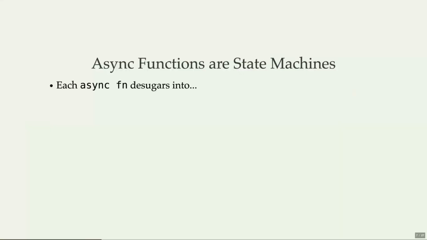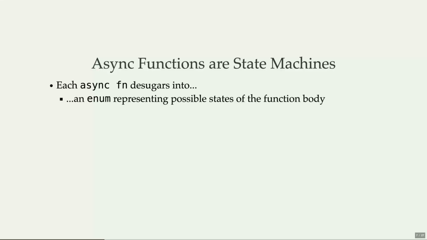Let's have a look at what the Rust compiler sees when it sees an async function. Each async function desugars into three things. First, an enum representing the possible states of the function body. What are the possible states? Well, we have some state that says, okay, this function has not begun running. Then we have a state for each await point inside an async function. And finally, we have one state for the case that this function has run to completion.